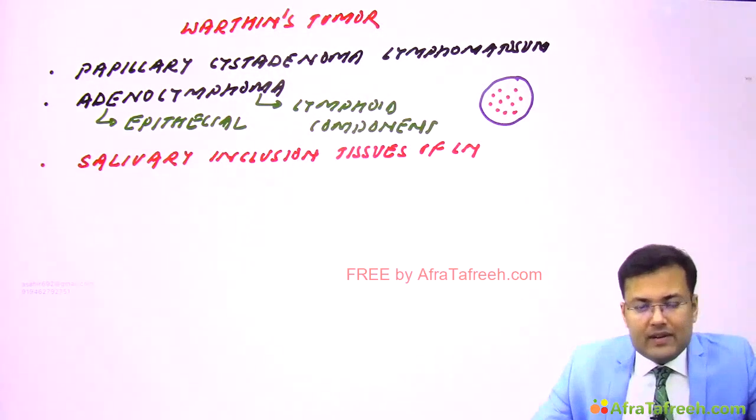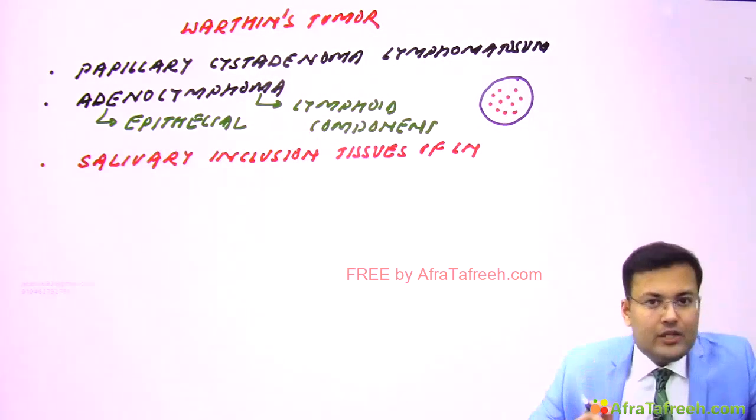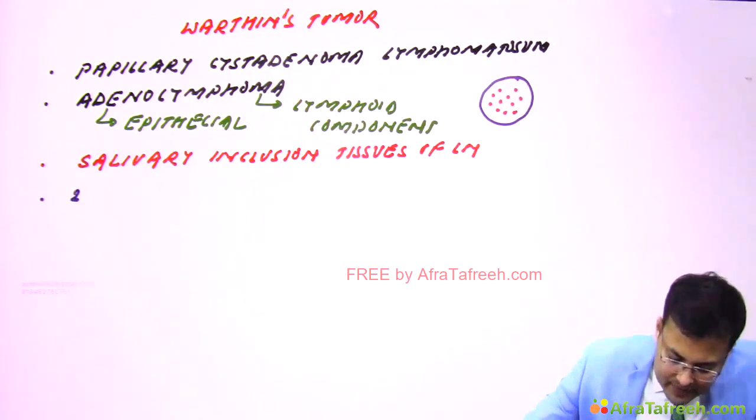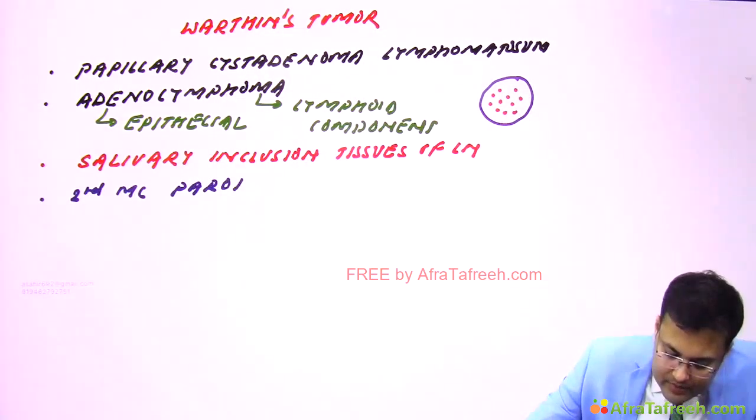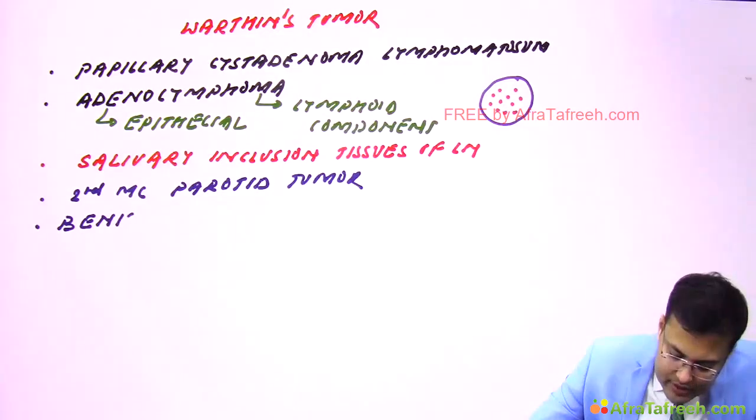We discussed the most common salivary gland tumor. It's the pleomorphic adenoma, and the most common site is parotid. What is the second most common tumor seen in parotid? It's the Warthin's tumor. So Warthin's tumor is the second most common parotid tumor. It's benign, exclusively seen in parotid.